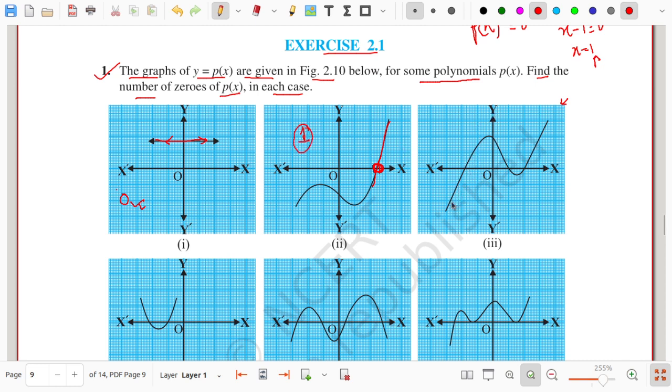Here you can see the graph crosses the x-axis one time here, also here, and here. So here it is crossing the x-axis 3 times. That means number of zeros will be 3. Don't count the crossing of the y-axis. Here the graph cuts the y-axis also, don't count it. We just have to check only the x-axis.